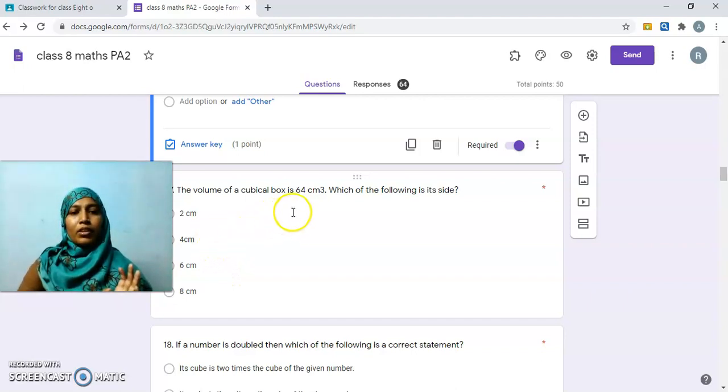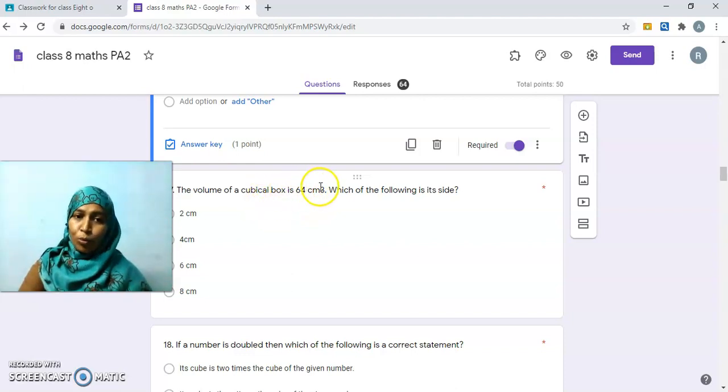Okay. 64 centimeter cube is the volume. They are asking us to find its side. So find the cube root. Cube root of 64. Prime factorization method: 4 4s are 16, 16 4s are 64. So 4 into 4 into 4. If I take the cube root, we will get 4 centimeter. So 4 centimeter is the right answer. All these things we can do orally itself. No need of going in for calculations.